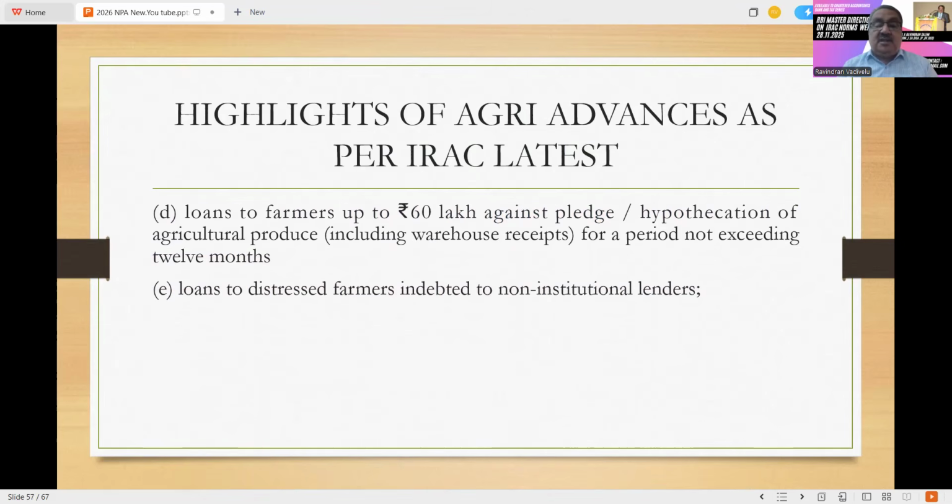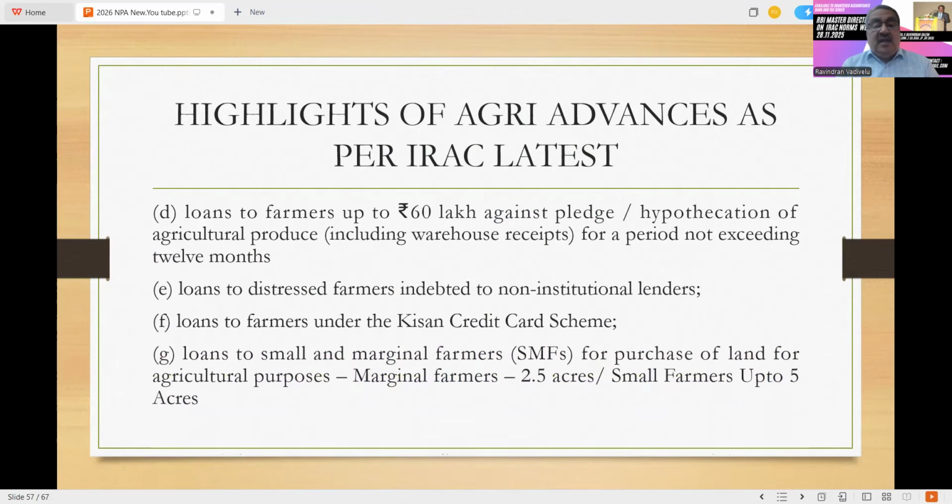Next one is loan to distressed farmers indebted to non-institutional lenders. If bankers give a loan to distressed farmers to make them come out from the clutches of non-institutional lenders, then it is also to be classified under the category of agricultural advances. Loan to farmers under KCC, and loan to small and marginal farmers for purchase of land for agricultural purposes. So if any loan is sanctioned to small and marginal farmers for the purchase of land for agriculture purposes, they are eligible for agriculture.